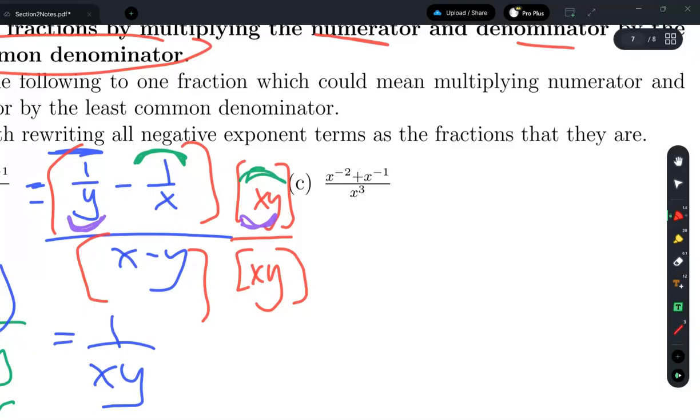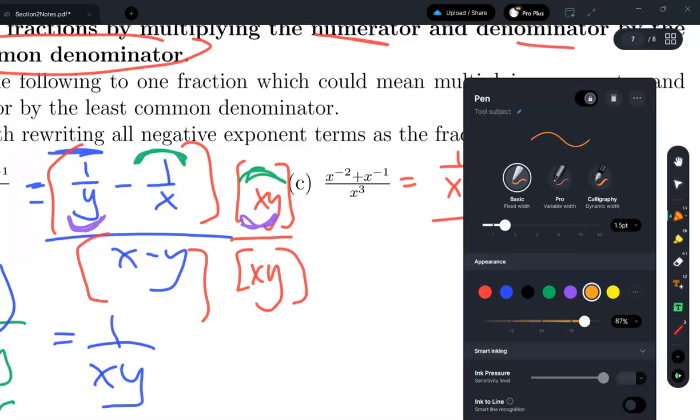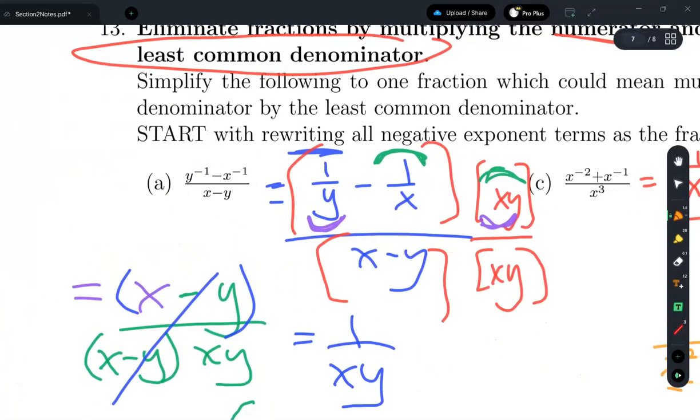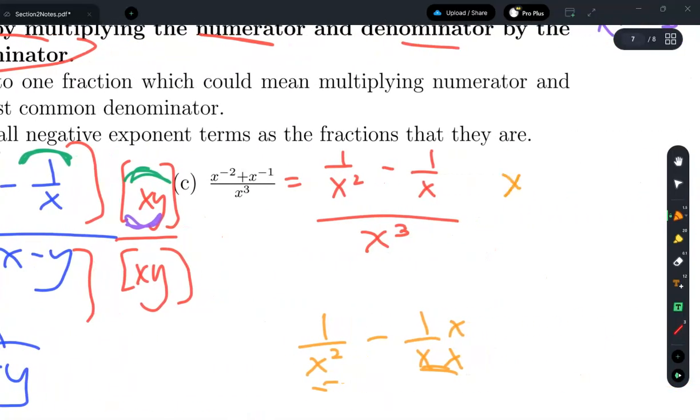All right, so let's look at this one. Again, I would recommend you rewrite the negative exponents as the fractions that they are. Okay, so let's think about this. Some people get kind of confused. If I was to add or subtract those together, can you see that I just need to multiply this one by x over x, and then they have the same denominator of x squared? So I'm going to multiply numerator and denominator by x squared.